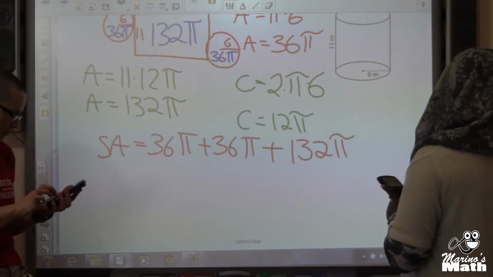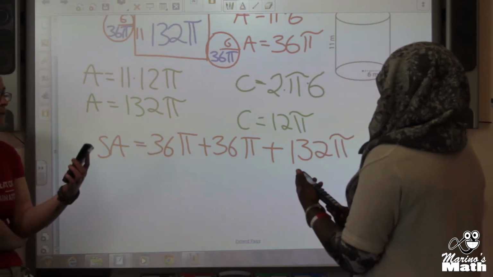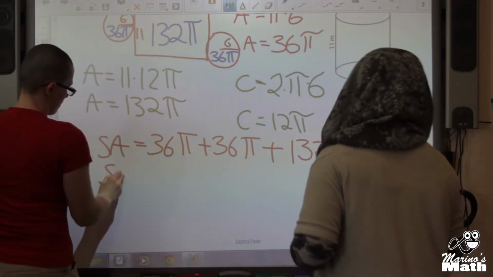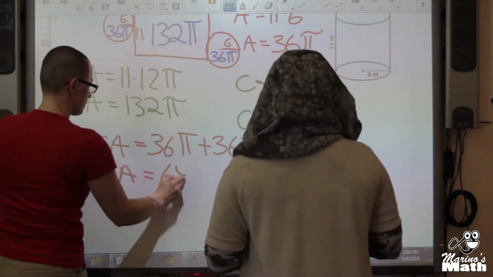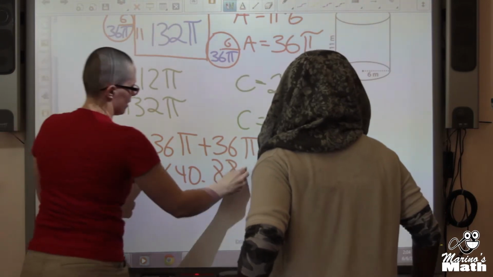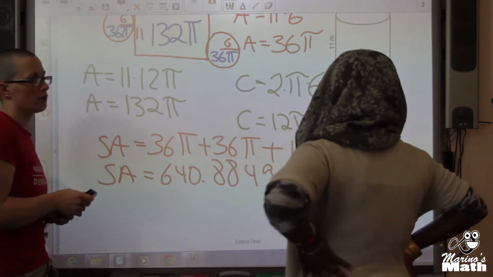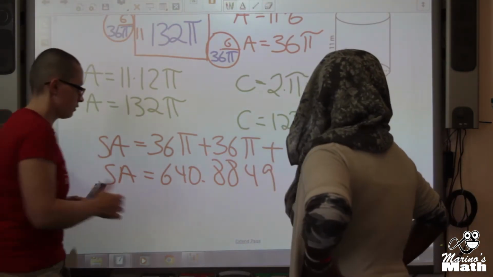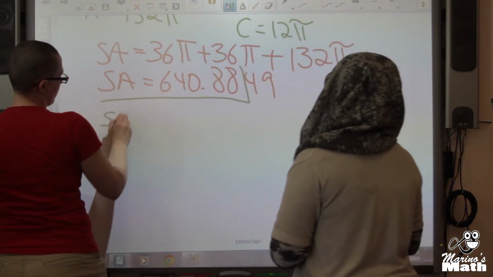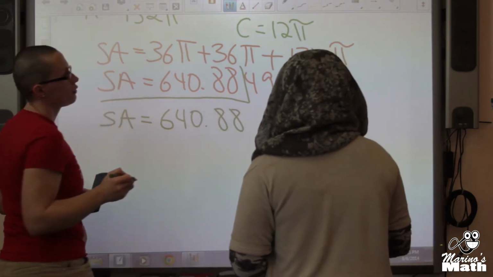And use your calculators. I got 640.88. Doesn't have to round. 640.8849. We can round. I didn't specify, so what would you like to round to? Nearest 100? That one sounds great. So if we round this, we end up with a surface area of 640.88.